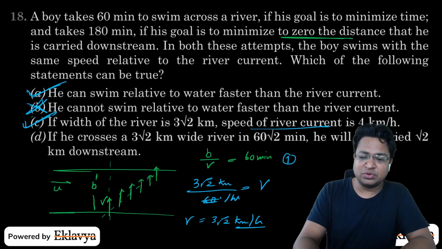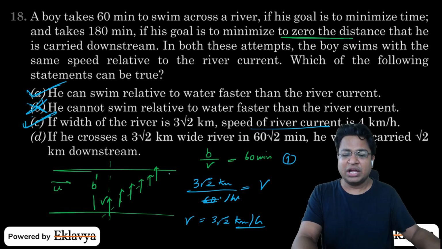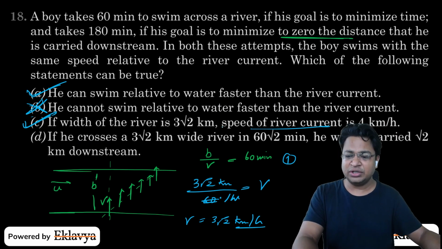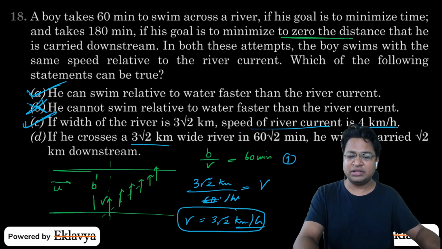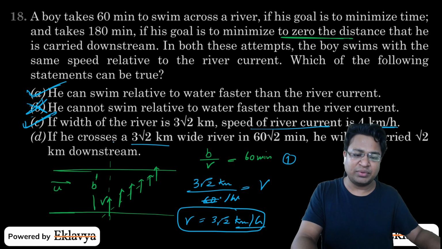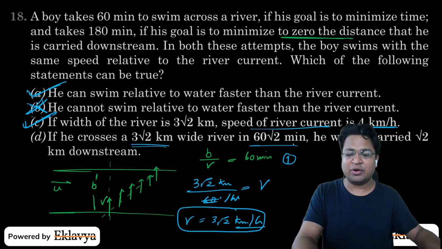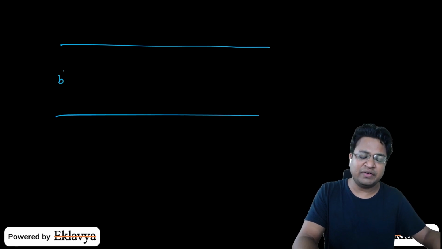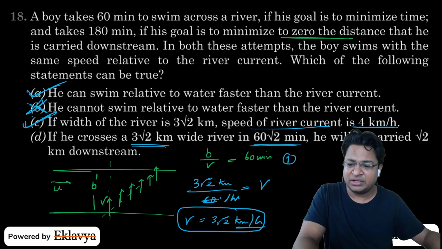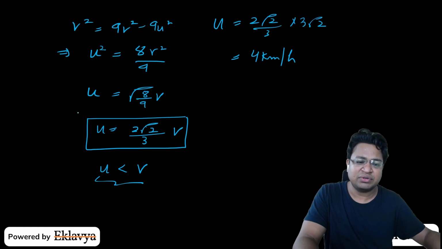If the swimmer crosses a 3 root 2 kilometer wide river in this much time, we are assuming that the swimmer swims with his speed, which is this much, and the river current is also this much. Now guys, here is a catch, something that we must take note of. The river width is given to us, right? It is given to us as 3 root 2.